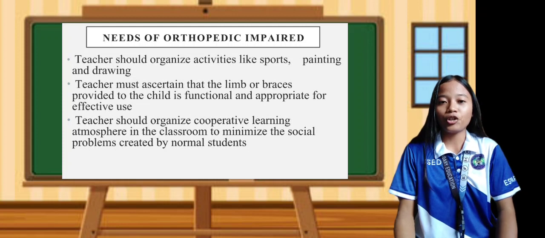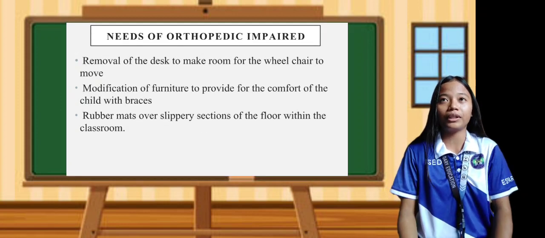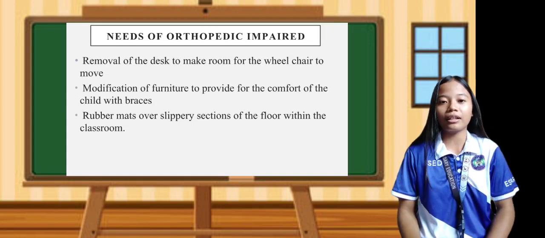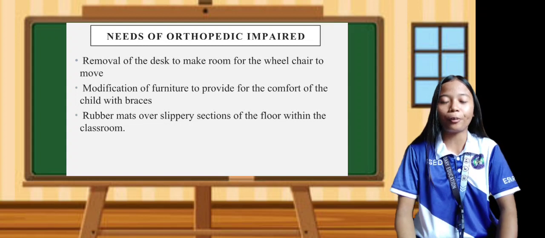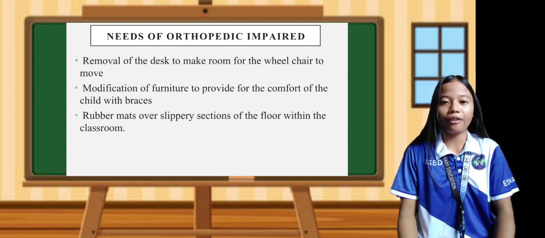A short ramp, removal of desks to make room for the wheelchair to move. So it is really important that the classroom has a lot of space for these children with orthopedic impairment, and modification of furniture to provide for the comfort of the child with braces, and rubber mats on slippery sections of the floor in the classroom.